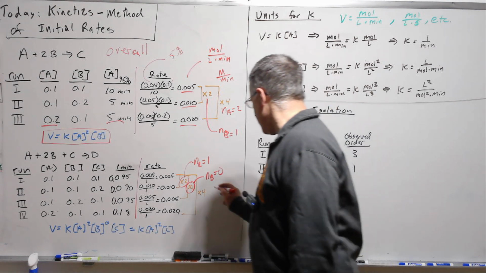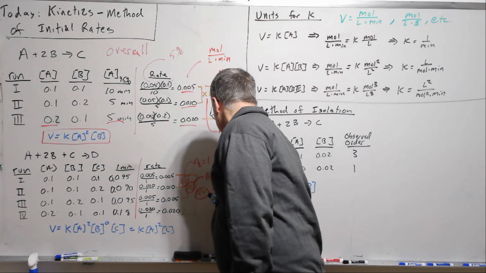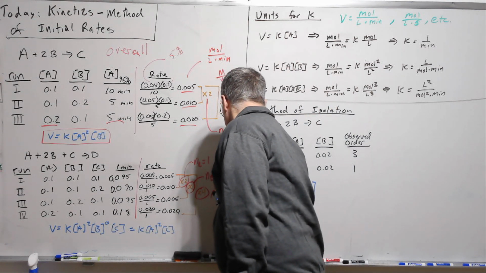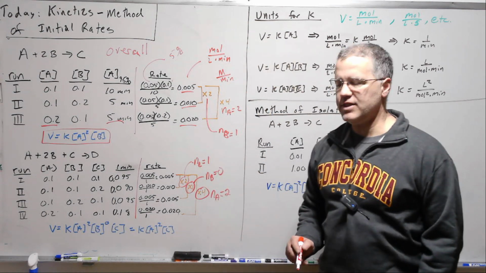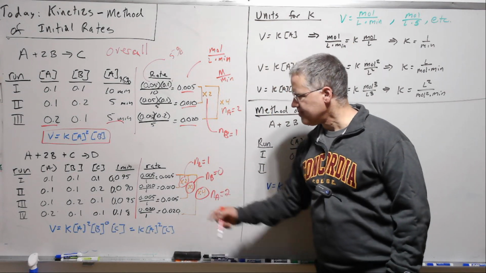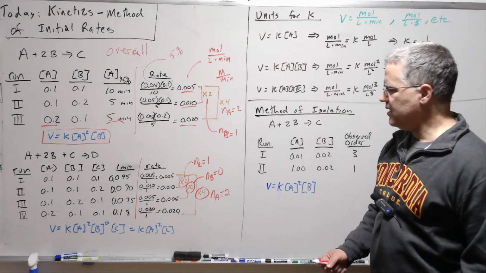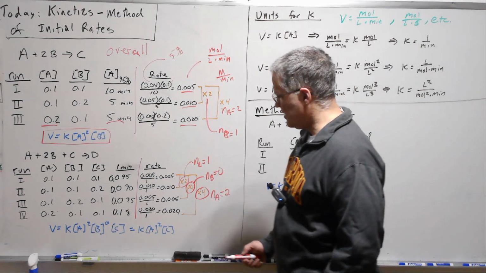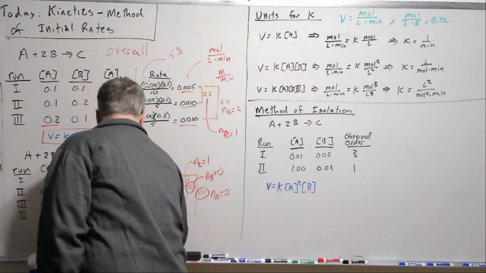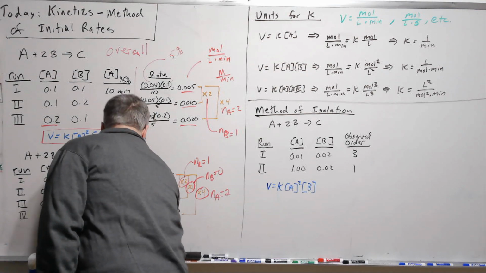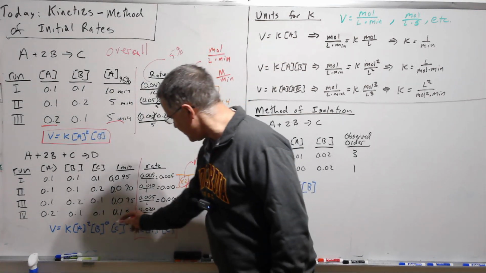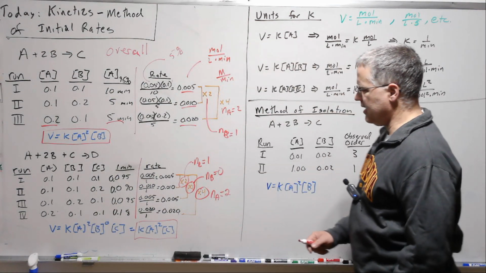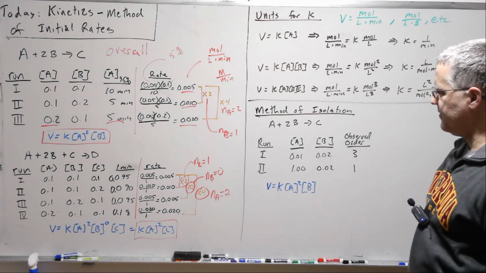And then here we see a quadrupling. So N sub A equals 2. We doubled A in this case, and we got 4 times the rate of the reaction. So we end up with no dependence on B, B to the 0, and second order in A, first order in C.